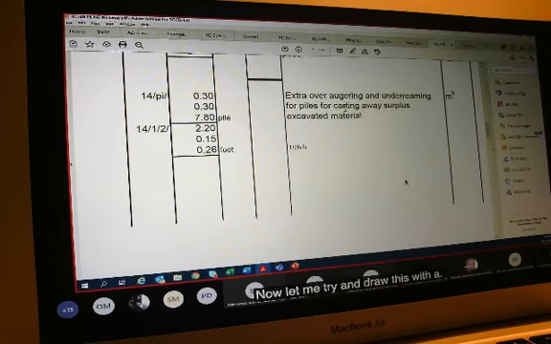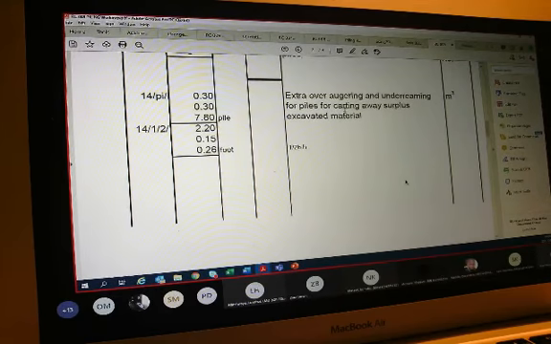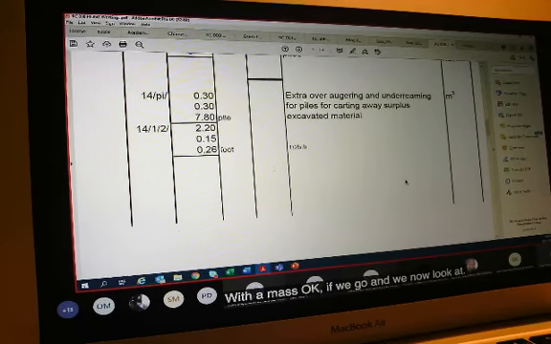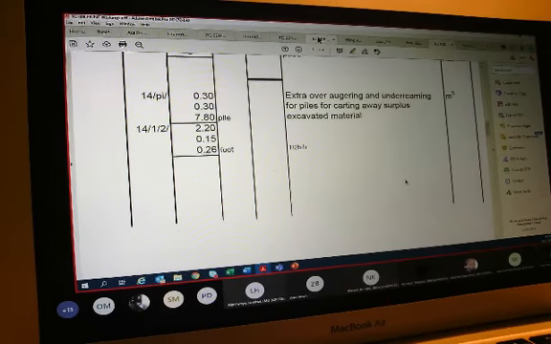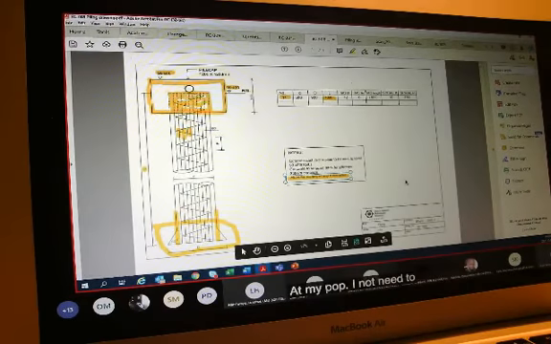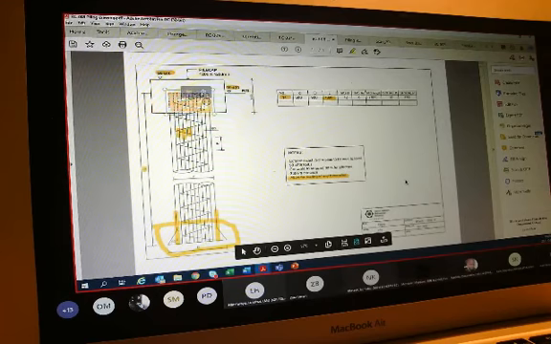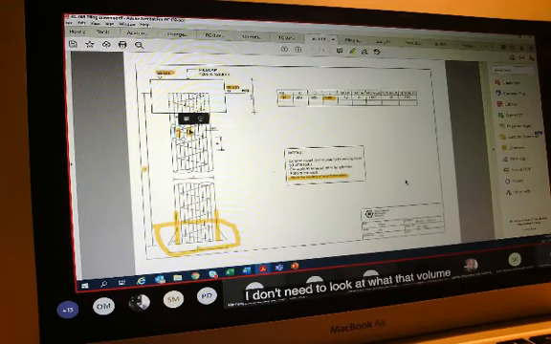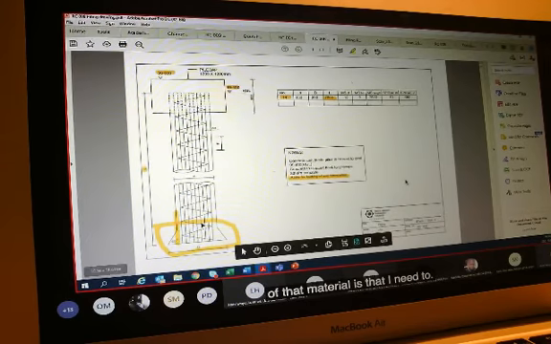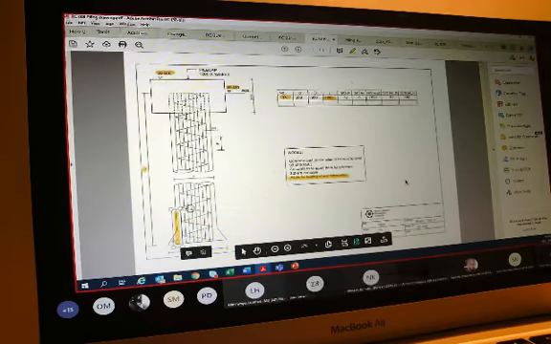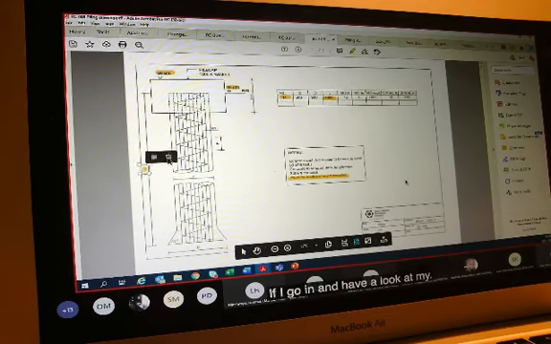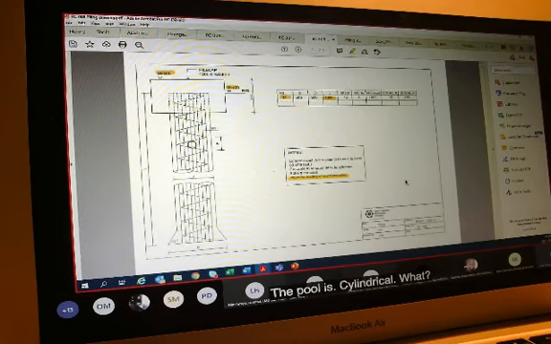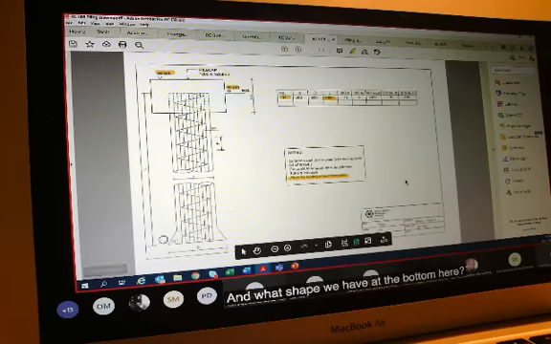We need to determine what the volume is, how much of that do we really have to indicate. This is where I wish I had my pen, my device already, where I could show this. I'll have to try and draw this with a mouse. Okay, if we now look at my pile, I need to look at what the volume of that material is that I need to take out here.